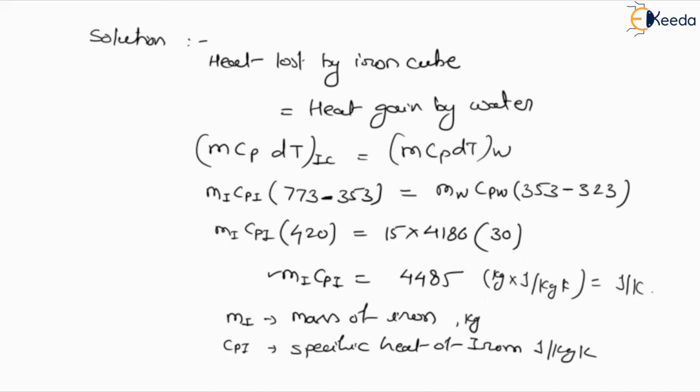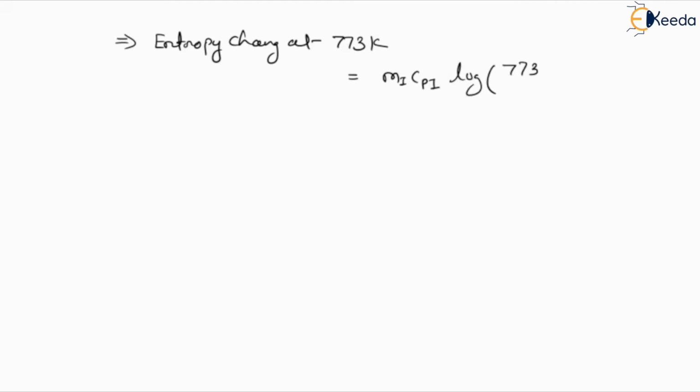Now we have to define the entropy change. So let's define the entropy change for iron as well as for the water. Here these entropy changes we have to define at different temperatures. So let's first define the entropy change at maximum temperature, that is at 773 Kelvin. It will be defined as MI CPI log 773 divided by 273. So this will be our term.